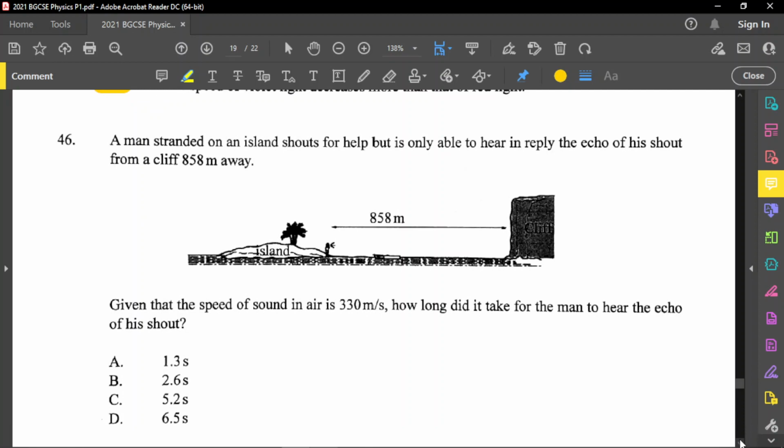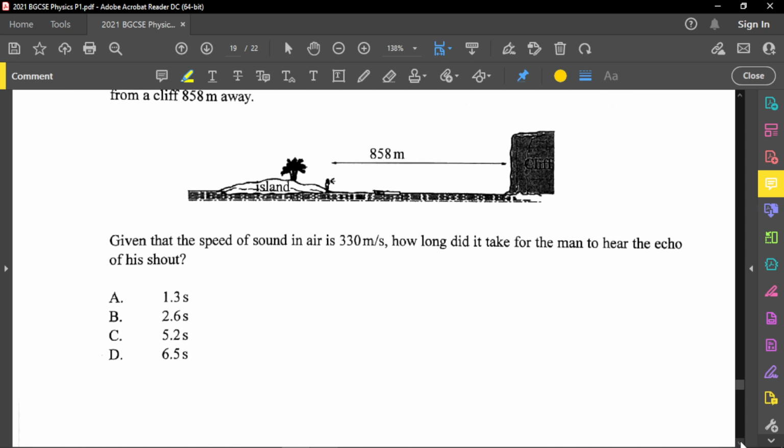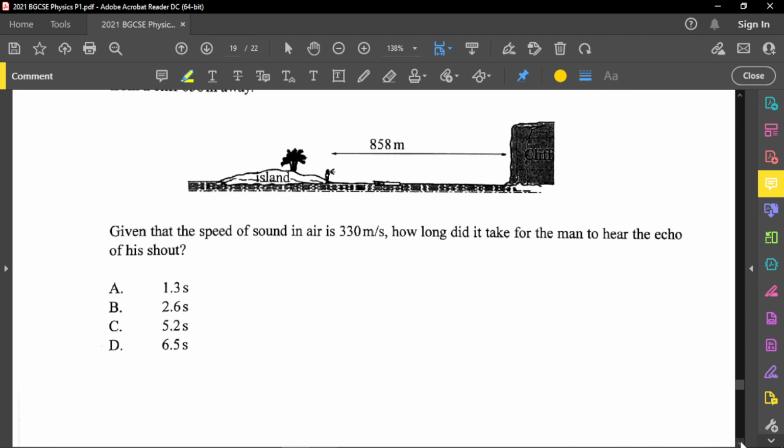Now, 46. A man stranded on an island shouts for help, but is only able to hear in reply the echo of his shout from a cliff 858 meters away. All right, so poor man on the island, he better eat some coconut and drink some coconut water, eat some fish maybe, and just chill. It's a nice life away from people. Sometimes it's good, but you know, it may be there for too long.